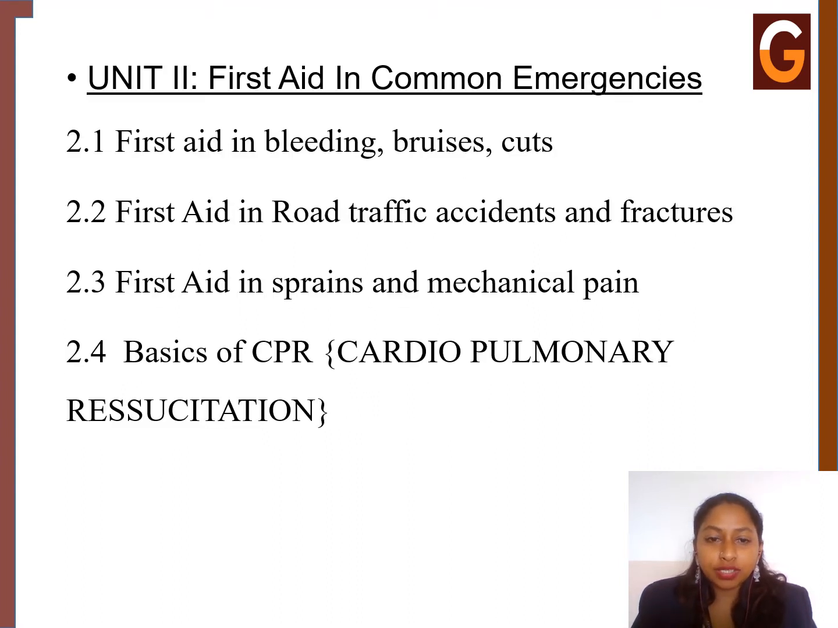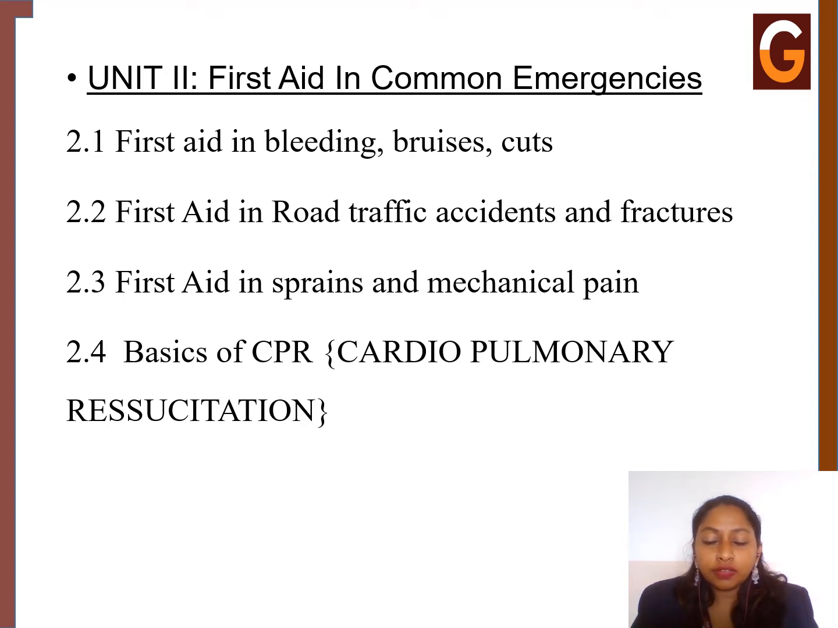In this unit, that is unit number 2, it's first aid in common emergencies. It will start with bleeding, bruises and cuts, which we can see in any kind of setting, like kitchens or at work. So we can find all these aspects in first aid. So how to do first aid in these particular emergencies.